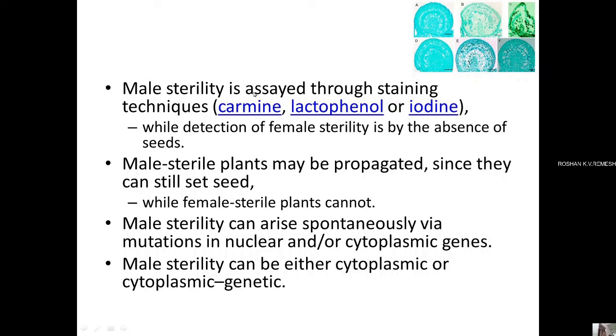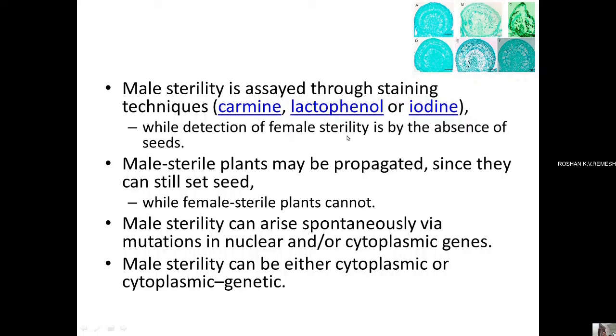Male sterility can be assayed through some of the staining techniques like carmine, lactophenol, iodine, etc. So this is a picture of different kinds of pollens. They were stained with some of these techniques. Here you can see some of the normal pollens, and these are some of the abnormal pollens. By means of these sorts of staining techniques, you can distinguish a normal pollen from an abnormal one, or one that bears a cytoplasmic male sterile trait.